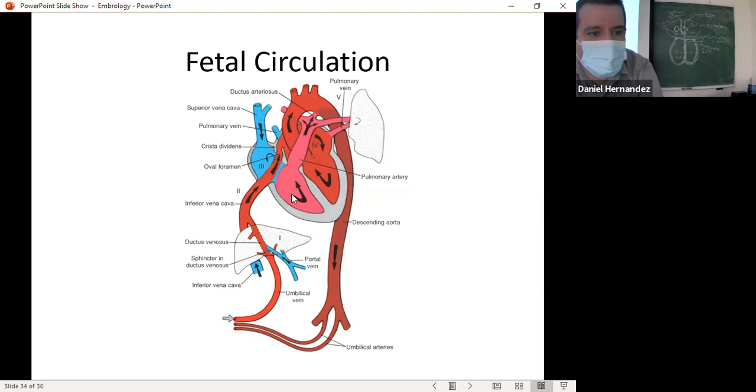Blood that does enter the right ventricle gets pumped through the pulmonic valve into the pulmonary artery, a portion of which also gets shunted through the ductus arteriosus into the aorta. So blood flow on the left side of the heart is able to travel into the aorta. And then blood flow is returned back to the mother via the umbilical arteries to the placenta.